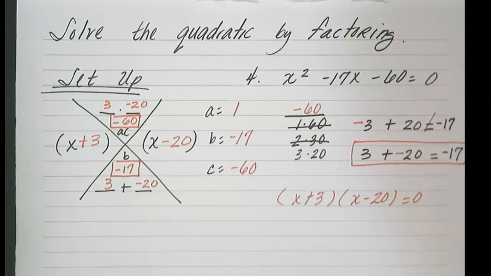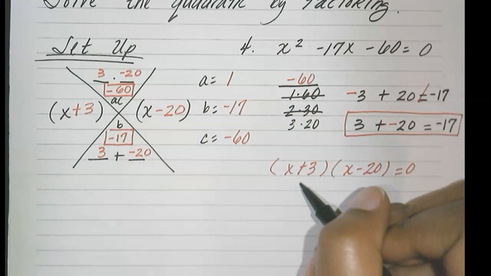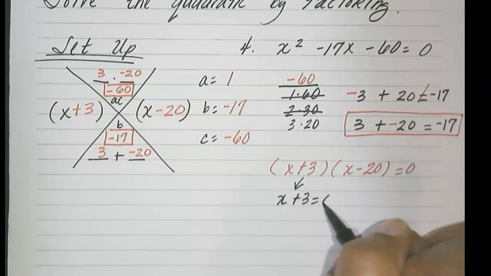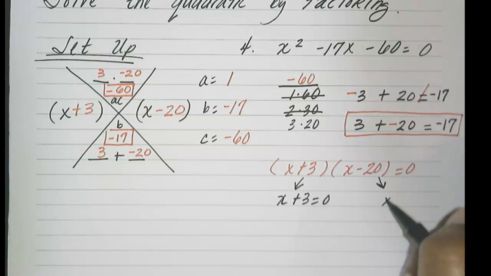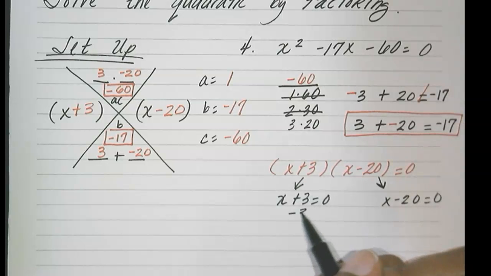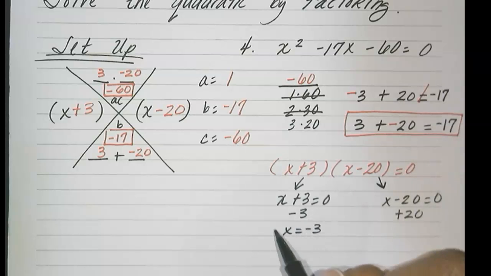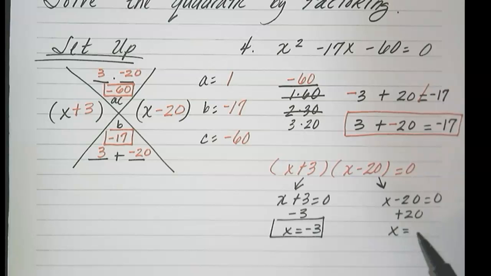What is your solution? I'm glad you asked. X plus 3 equals 0. X minus 20 equals 0. Subtract the 3. Add the 20. X equals negative 3. That's one of the solutions. X equals 20. That's your other solution. It would intercept the x-axis in two places.